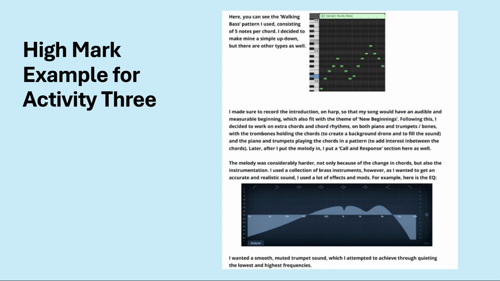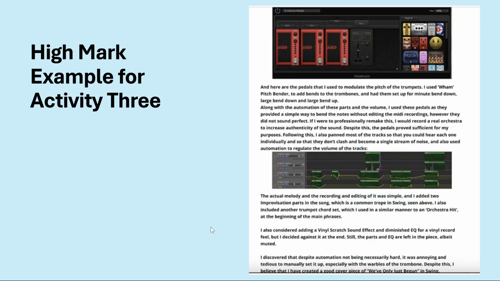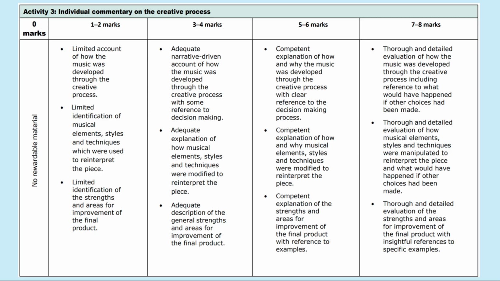I don't want to sit here and read it for you, but you can just see how it's laid out. And then here is your grading criteria. Again, it's out of 8 marks for that final evaluation. And again, you can see the difference. So you've got limited or basic, adequate, competent, and thorough. I know you can all achieve 7 to 8 marks for both this activity 1 and activity 3. And it's all about how you explain what you did during the creative process.